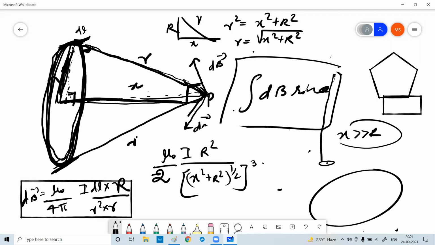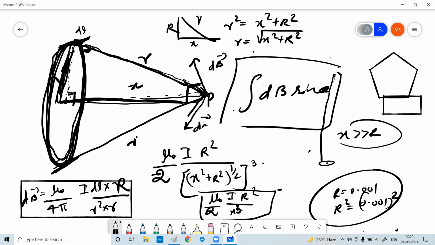So can we ignore this r square? R is already small. If r is 0.001, r square will become still smaller or not? So can I let go of this one? So what will your expression become? Mu naught by 2 I r square divided by x square to the power half, so it will become x cube. I r square by x cube. Is it clear?